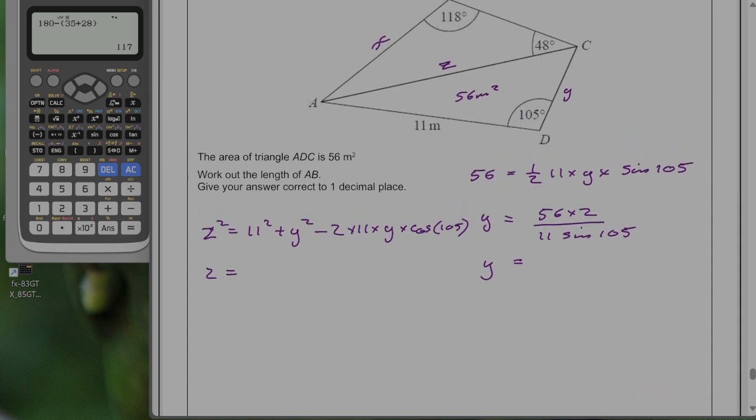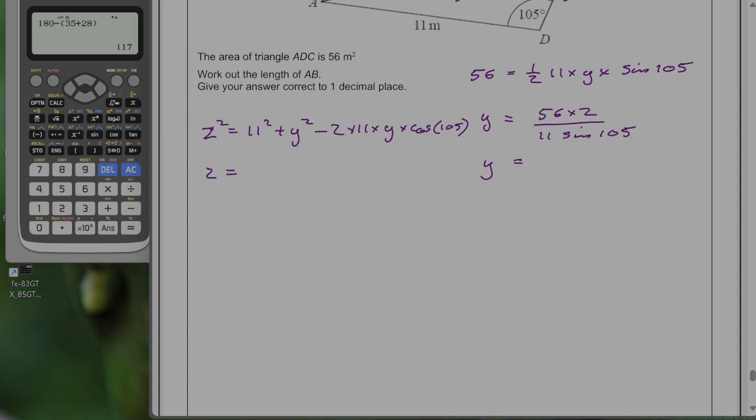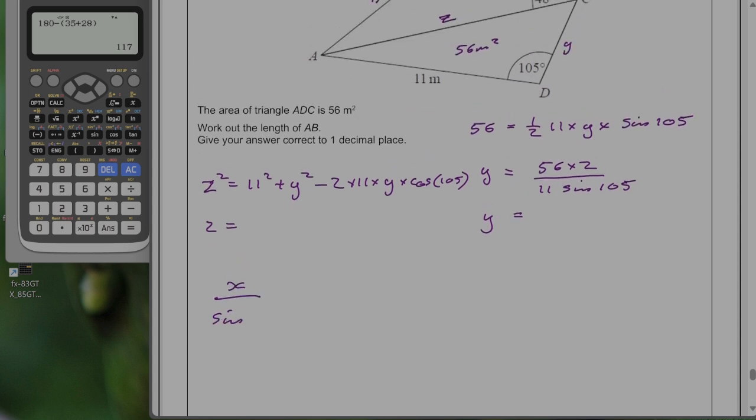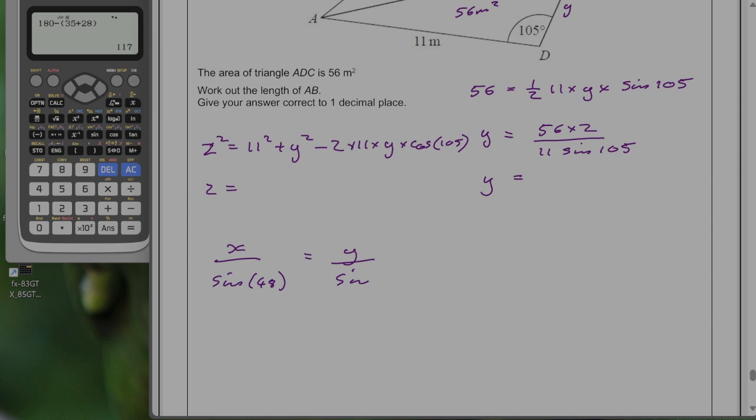And then once we've got that, we can use the sine rule. So we're going to go x over sine of 48 is going to be equal to y over sine of 118.